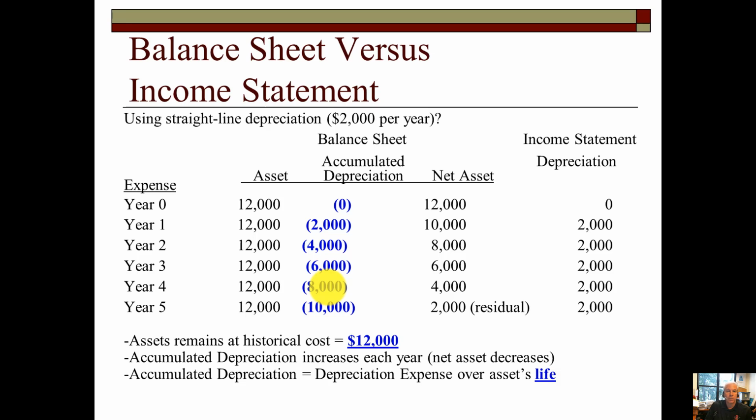Well, this concludes part 2 of our demonstration video for how to calculate depreciation expense under the straight line method and double declining balance method.